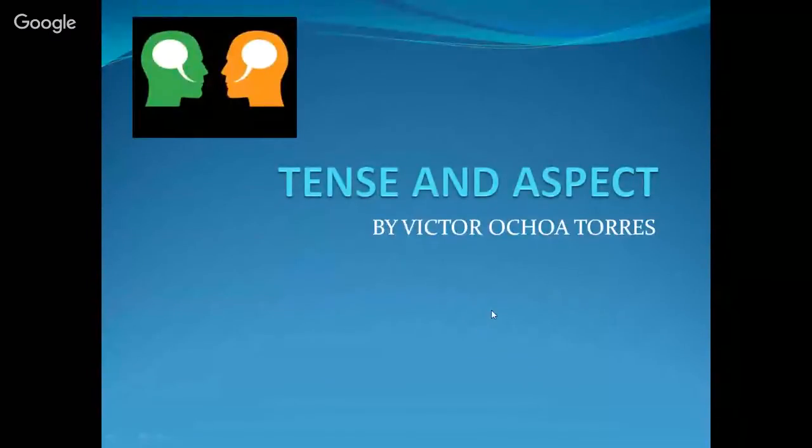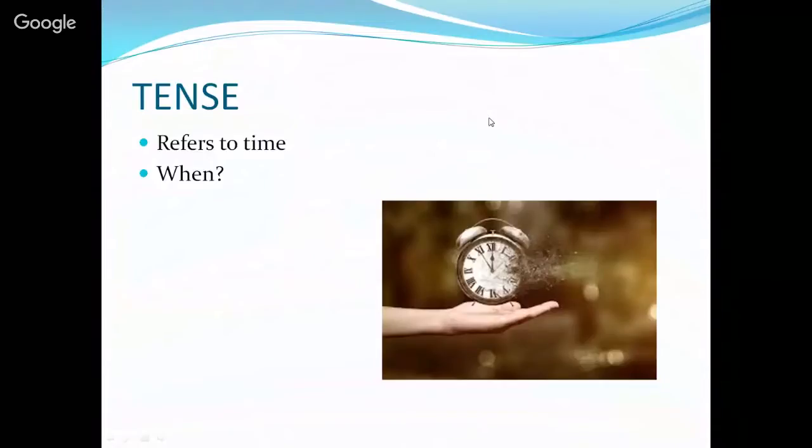Okay, in order to explain this topic, I'm going to share with you a presentation. I hope you can see. Okay, so tense and aspect. What's tense? When we're talking about tense, as I told you, we have present, past, and future. But what does tense refer to? Well, mainly tense refers to time. This tells us when an action or a situation takes place in time.